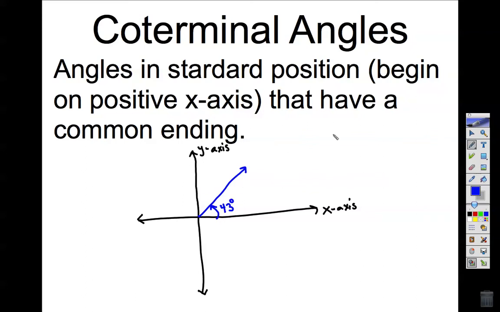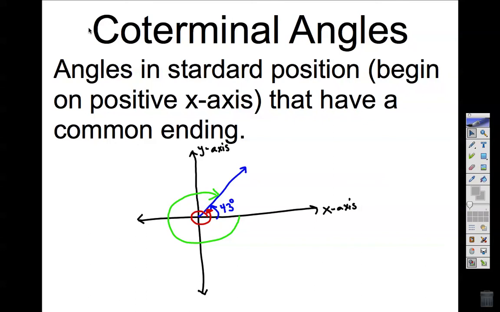another angle that has this same common ending, or this common ray, that still starts at the x-axis. So if this starts at the x-axis, all this in red is said to be a coterminal angle. As well as if it starts here, the x-axis, this green angle is also a coterminal of 43 degrees. The only fact is that this green is going to be negative measurement.